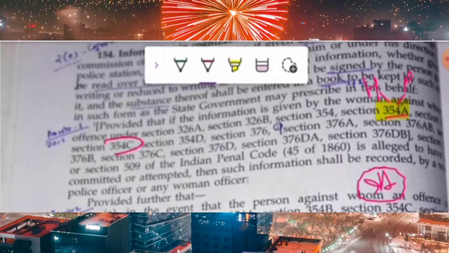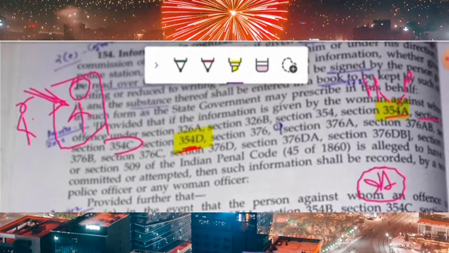Then 354C is voyeurism. Voyeurism means, suppose a woman is taking a shower and someone is looking at her from some window or some other way. So it is called voyeurism. And stalking, it might be on social media. Someone is stalking you, tracking where you are going and what you are doing. So this is called stalking. It deals with section 354D. So this is important in today's time.